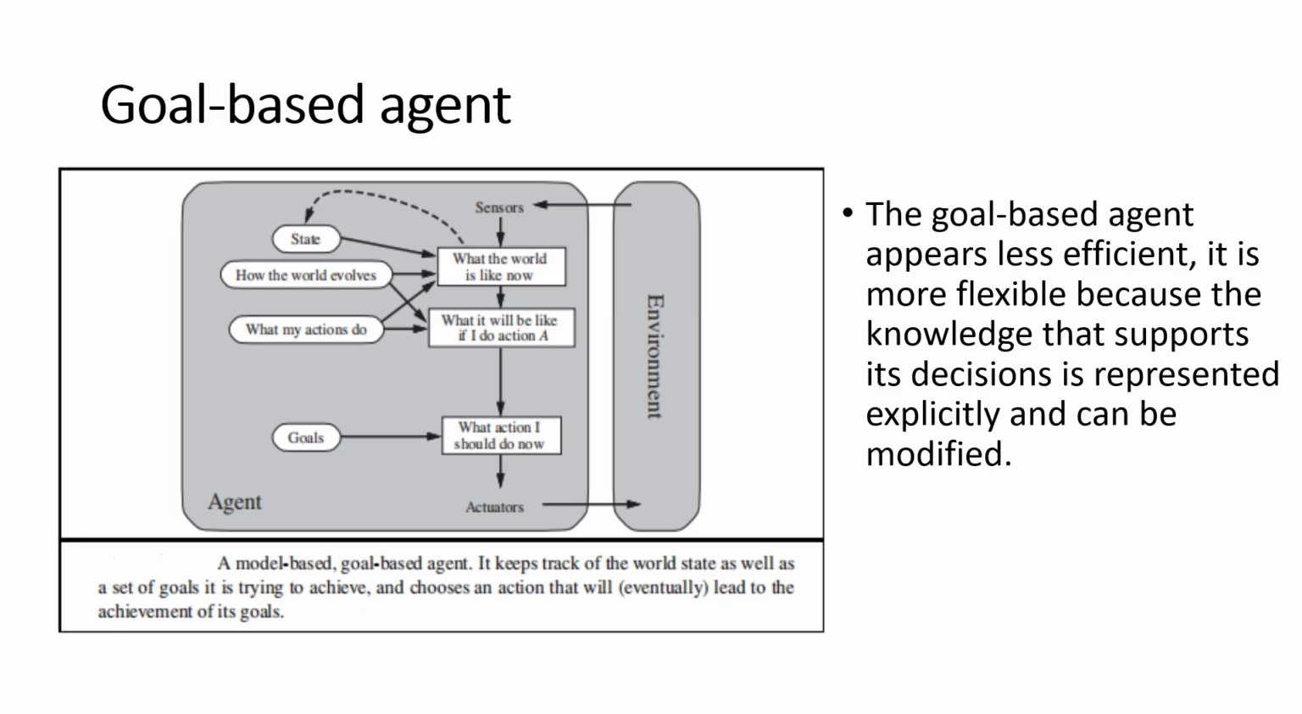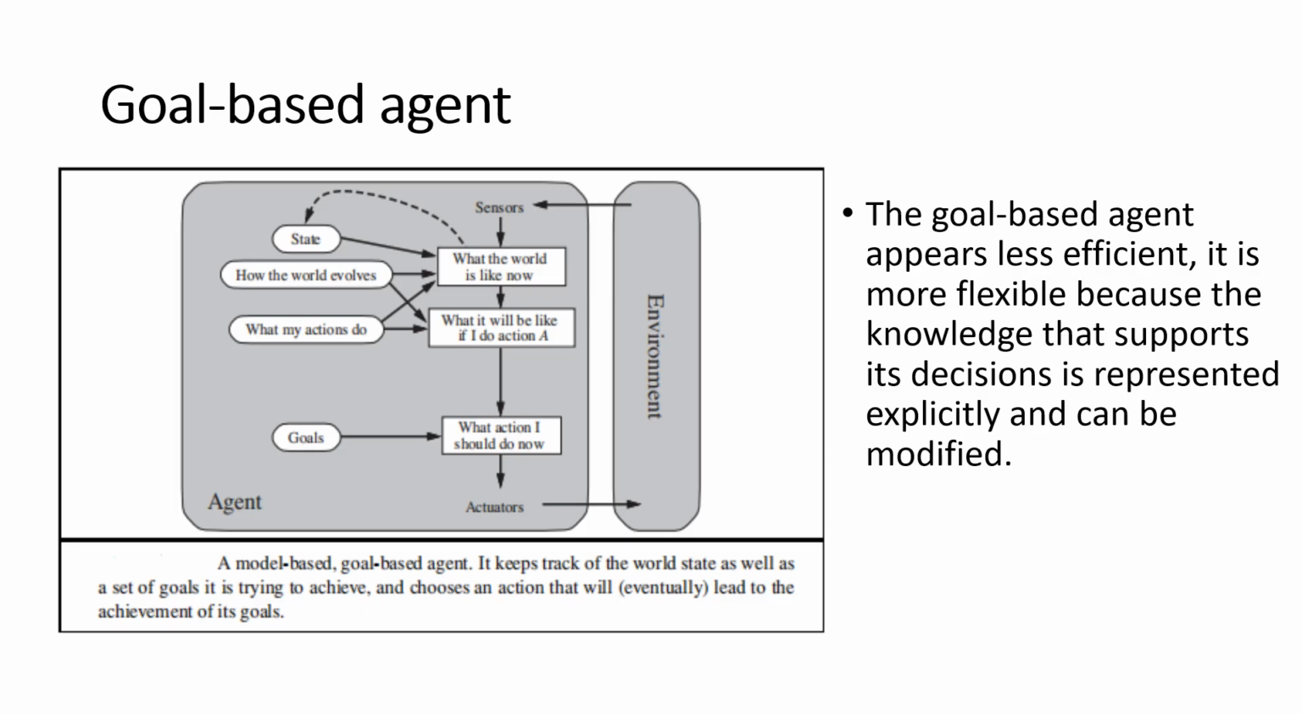This consists of two pieces of knowledge. One is evolution. That means how the world moves on its own. For example, if a ball is thrown, it will fall. So we already know this. That is the built-in knowledge. Then action effects: what the agent's own actions do. So that means if I turn the wheel, the car moves left. So if I do the action A, what will be the result?